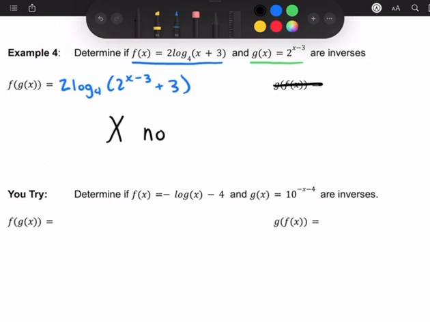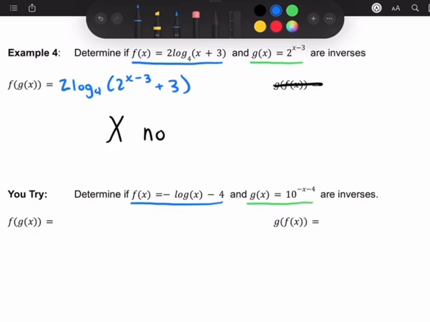Given that f of x is equal to negative log of x minus 4, and that g of x is equal to 10 to the power of negative x minus 4, I want you to see if you can determine if these two functions are inverses of each other. So pause this video and try it for yourself. Hopefully you gave yourself some time to solve this problem. Again, let's work through this together and see what we get.